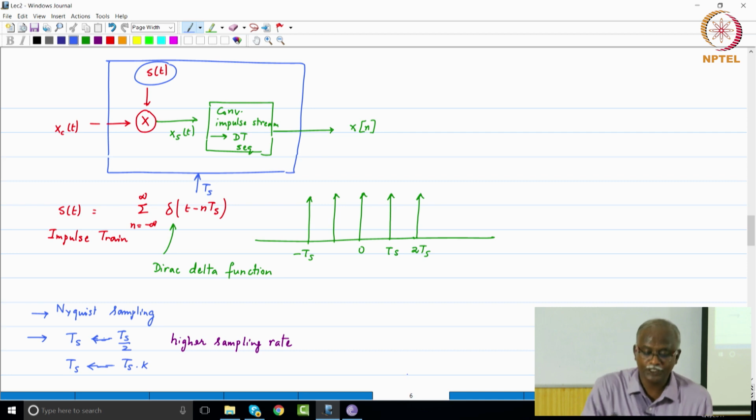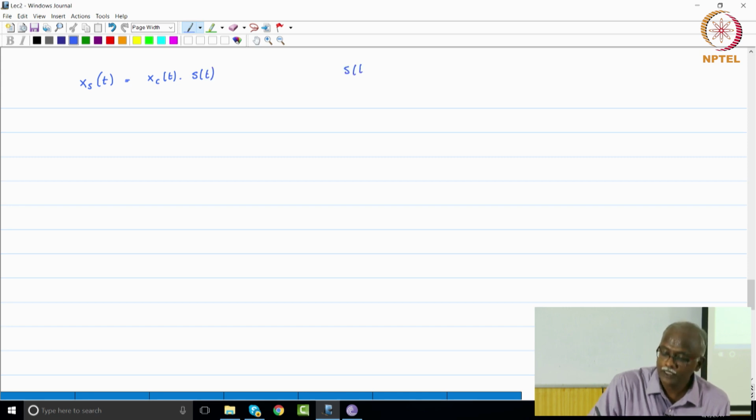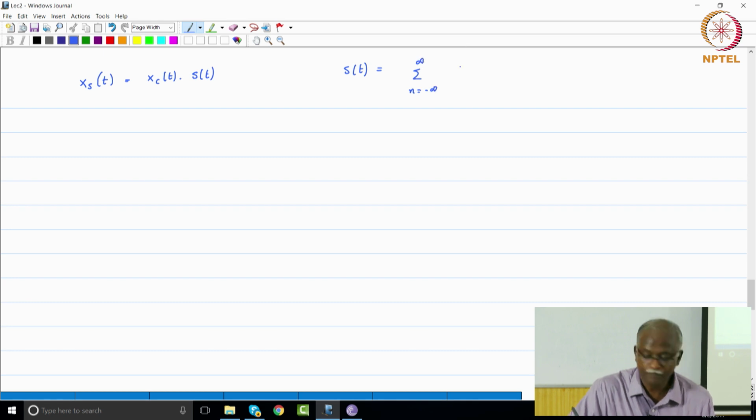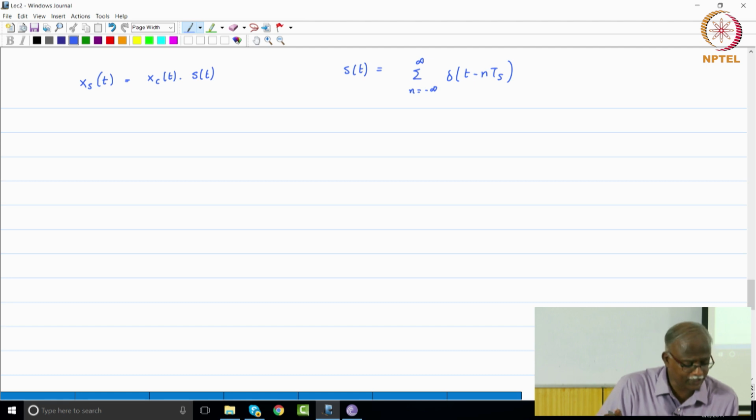So let me just refresh your mind. Xc of t multiplied by s of t is the sampled signal. So that is the signal that we are going to be working with. The sampled signal xs of t is equal to xc of t multiplied by s of t, where s of t is the periodic train of Dirac deltas, summation n equal to minus infinity to infinity of delta of t minus nTs, where Ts is the sampling period, and so basically these Dirac deltas are spaced at that point.